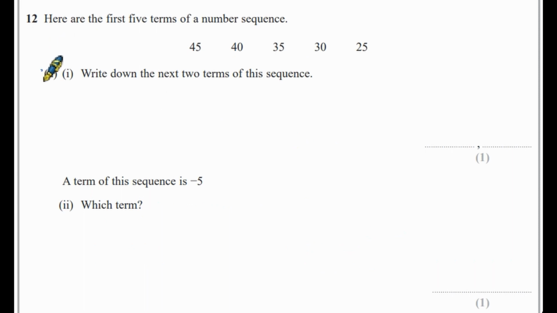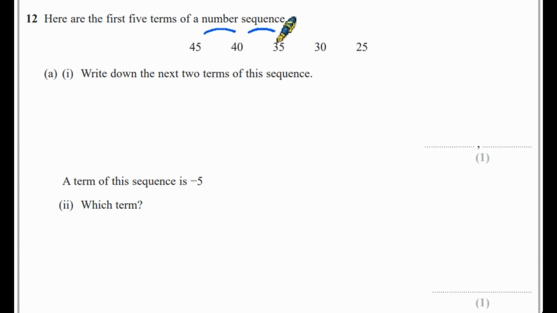Question 12a has two subparts, so we'll do these together. It's about number sequences. So here are the first 5 terms of a number sequence, 45, 40, 35, and so on. Write down the next 2 terms. Well, we have to have a look at what the sequence is doing.